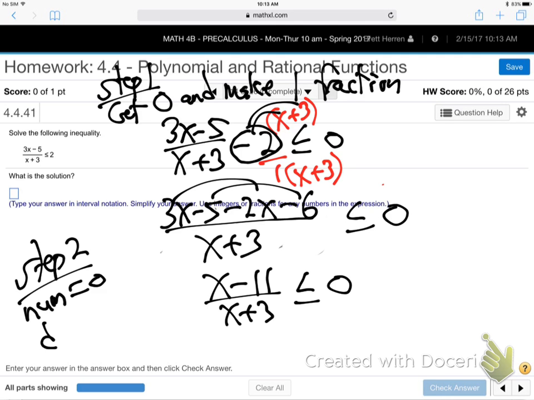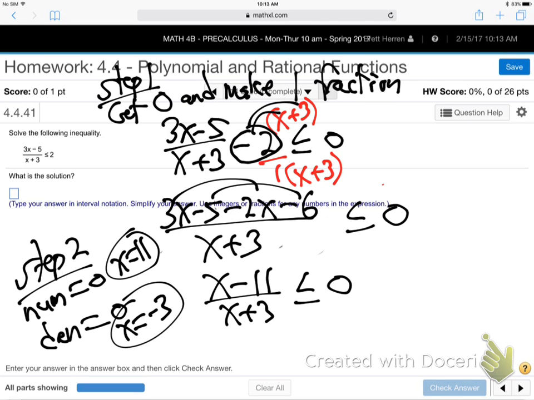It's numerator equal to 0 and denominator equal to 0, right? Because anything that makes the top 0 makes the whole fraction 0. Anything that makes the bottom 0 is not an x-intercept, it's a vertical asymptote line. So that's pretty easy, right? x is 11, x is negative 3. Positive 11 and negative 3.